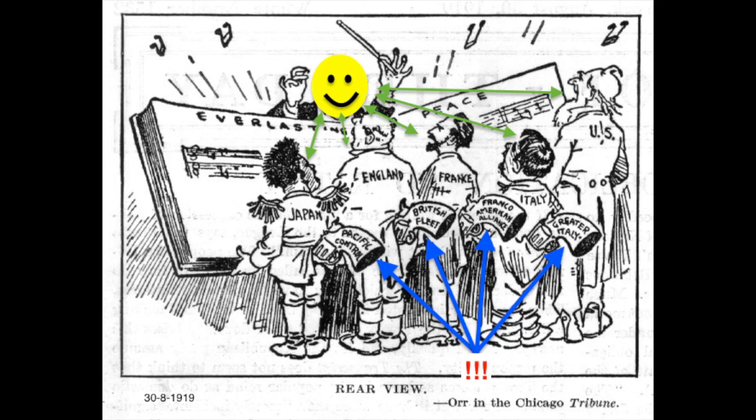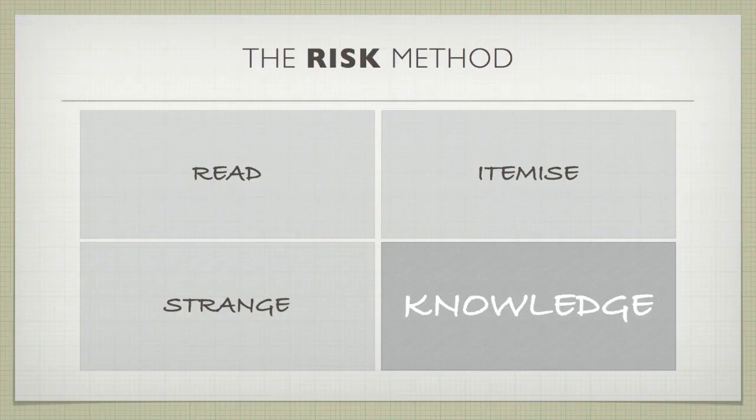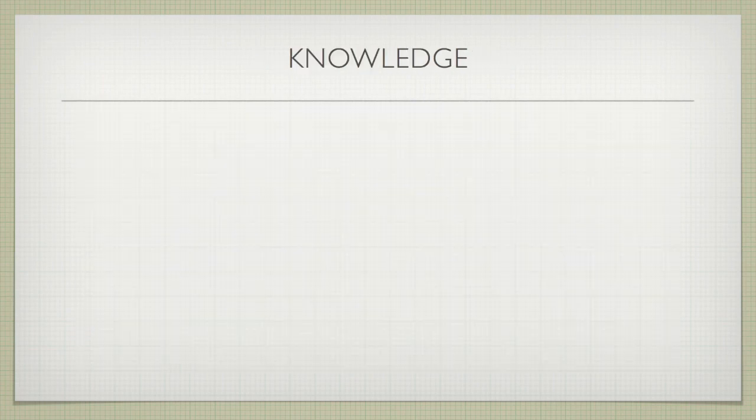But why is a choir that's singing about peace armed with weapons? Why does the US not have a gun? And where is Germany? What is their role in this? To help us answer these questions, we have to move on to the last step of RISK, Knowledge. What do we already know about the Treaty of Versailles that can help us understand the cartoon? Let's brainstorm some main ideas.